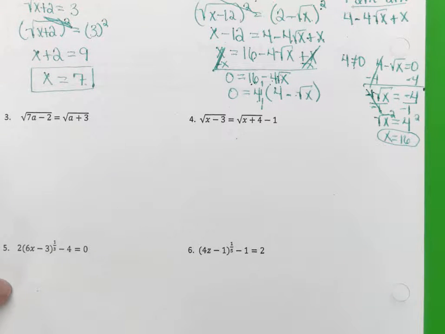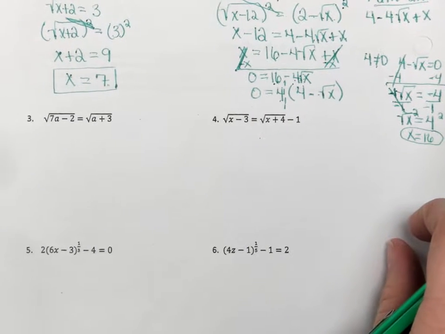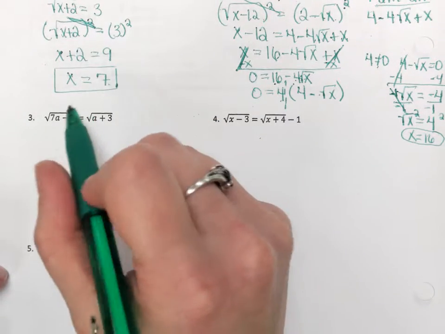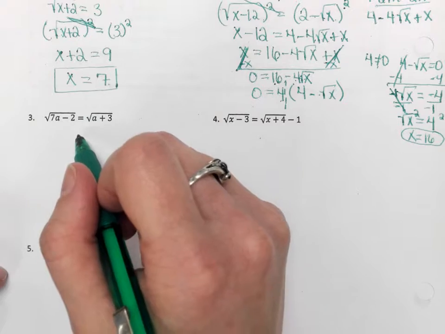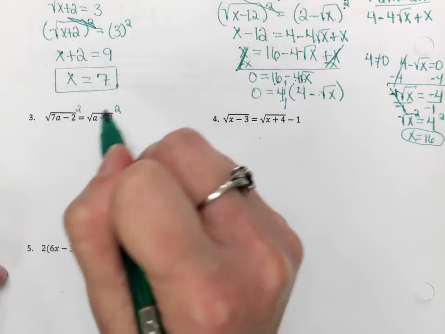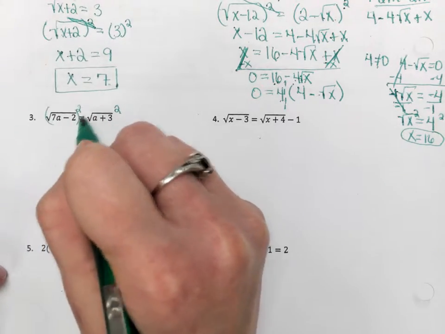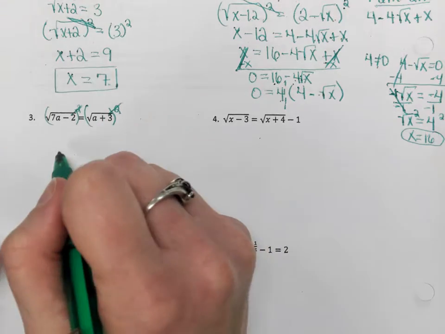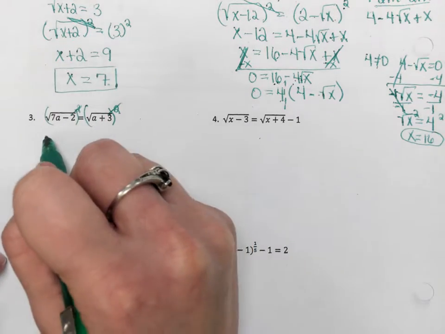Alright, let's look at number 3. Go ahead and set it to 0. Why couldn't you do it? It's easier to square it. Because it's easier to what, Scotty? Square it. Why? Because they're both under the radical. This one's a very easy one. Go ahead and square both of them. And they both cancel out because everything's under the radical.